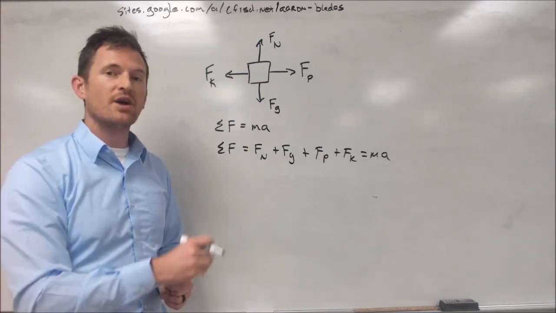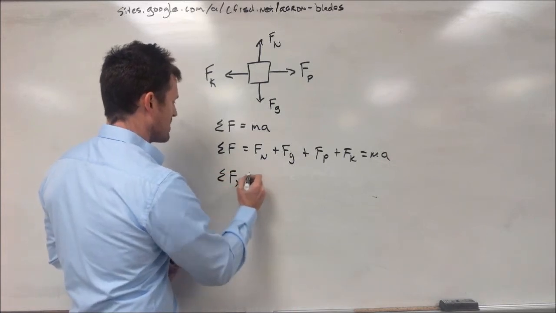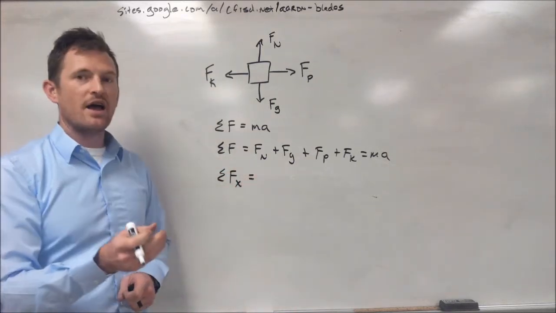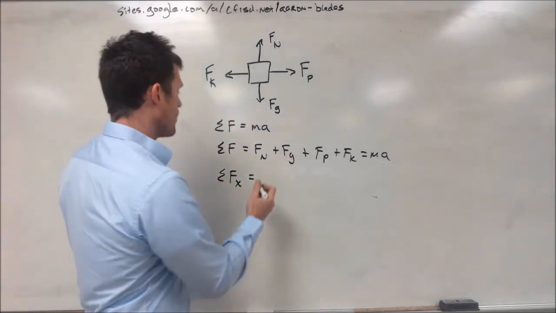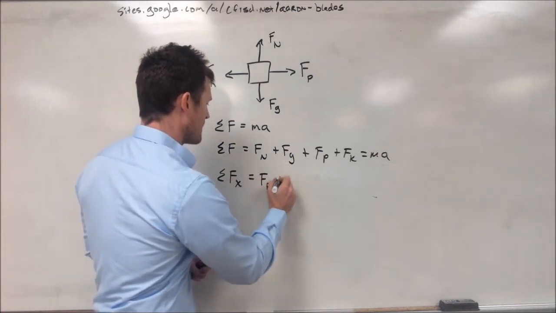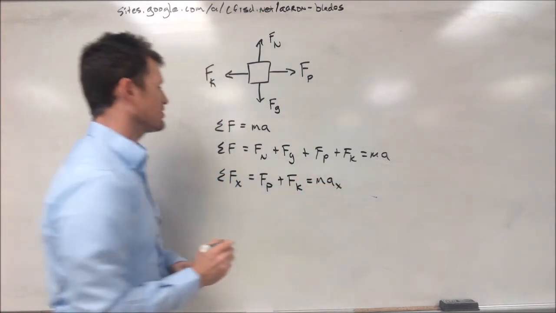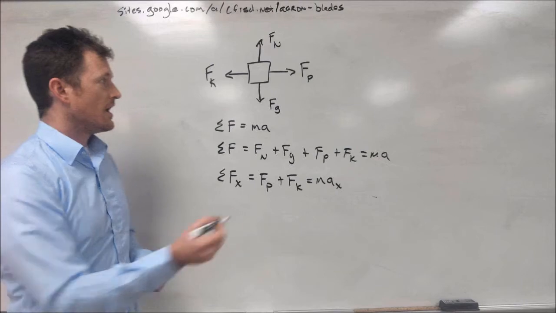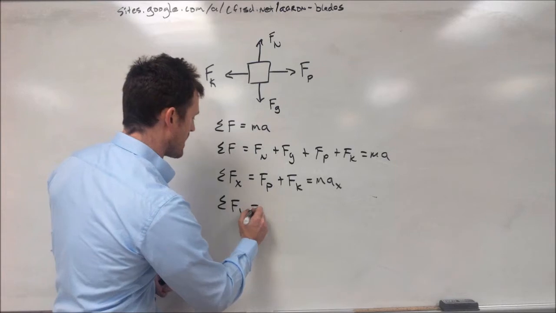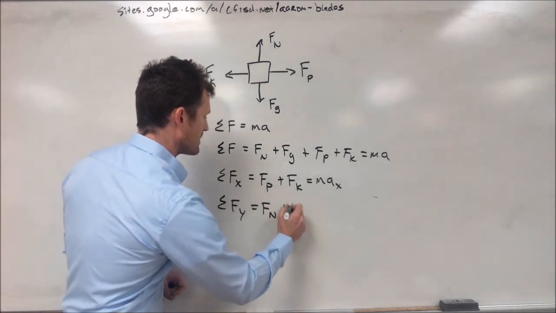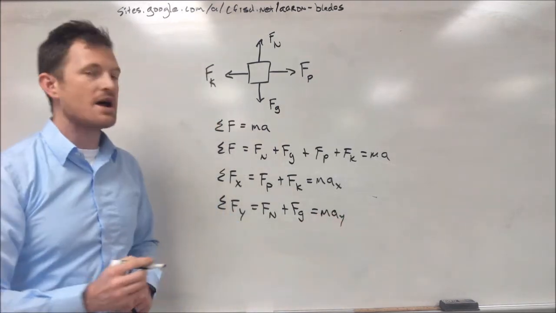However, we can break it into x and y components. So let's go ahead and do our sum of forces in the x direction. Now, x refers to sideways, so in this case, the sum of forces in our x direction will only refer to Fp plus Fk equals our mass times whatever our acceleration is in the x direction. Also, if we were to do our sum of forces in the y direction, that would only refer to our normal force plus our gravity force equals mass times our acceleration in the y direction.